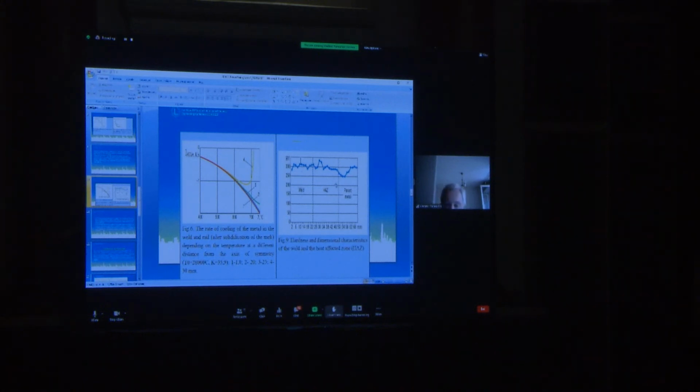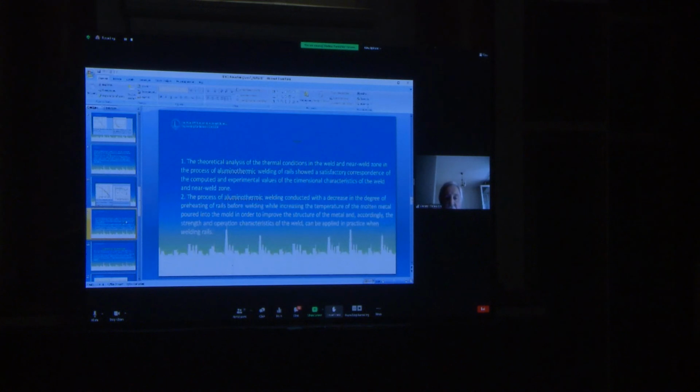The right picture shows the hardness and dimensional characteristics of the weld in the heat affected zone. Conclusions: the theoretical analysis of the thermal conditions in the weld and near weld zone in the process of the thermite welding of the rails showed satisfactory correspondence of the computed and experimental values of the dimensional characteristics of the weld and the near weld zone. The process of aluminothermic welding conducted with a decrease in the degree of preheating of rails before welding, while increasing the temperature of the molten metal poured into the mold in order to improve the structure of the metal and accordingly the strength and operational characteristics of the weld, can be applied in practice when welding rails.